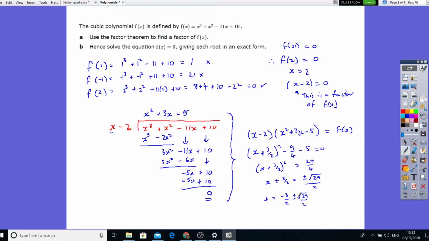So now I've got all my factors out, so when it says solve this equal to 0 in exact form, x can equal 2, or x can equal minus 3 plus or minus root 29, all over 2. So we've got our solutions there.